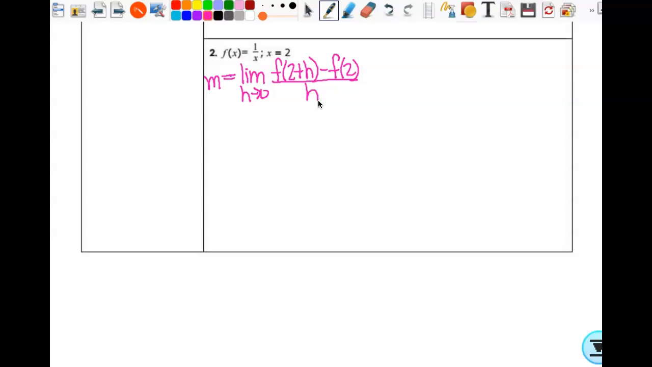So it carries through. All right, so now I'm going to substitute. So the limit as h approaches 0 of, okay, f of 2 plus h, I put 2 plus h in the original one everywhere for x, so it's 1 over 2 plus h minus f of 2. What is f of 2? 1/2, all over h. Okay, before we get any farther, I wanted to do something at the beginning and I forgot.